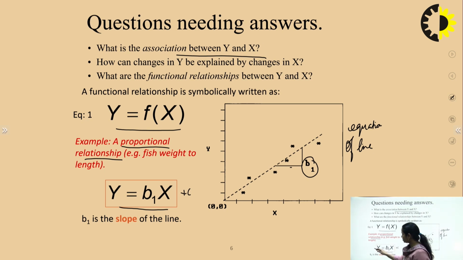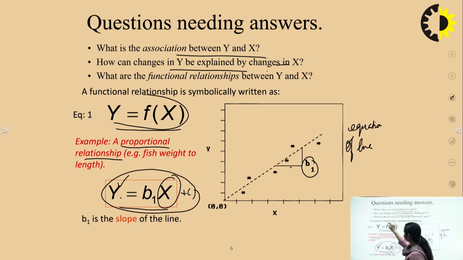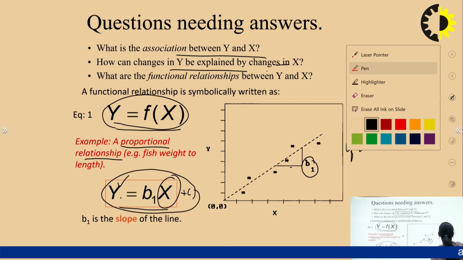Same as we have the equation of line, same is the equation, and this is the association between y and x. How can changes of y be explained by changes of x? You can identify how the changes occur. If the value of x is changed, then the value of y will also be changed. So these are the changes we explain. What is the functional relationship? Here it is the functional relationship, right? So all three questions are being answered here.